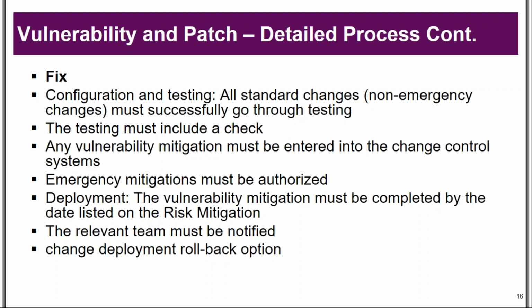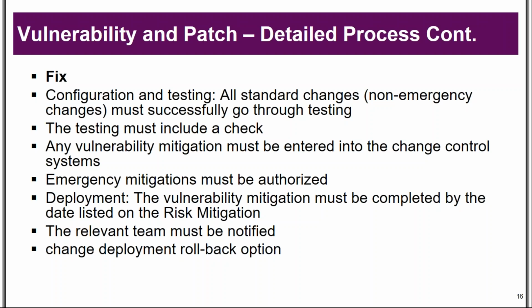Any vulnerability mitigation that we do, be it a patch or a workaround or whatever, has to be entered into the change control system, as I stated before, and has to follow our change control procedures that we have in place. Now, of course, I said there could be some emergency mitigations, but those emergency mitigations have to be authorized with the relevant person or the relevant team before being applied to the live environment. Again, what is it going to affect? We must know that. And then we deploy it.